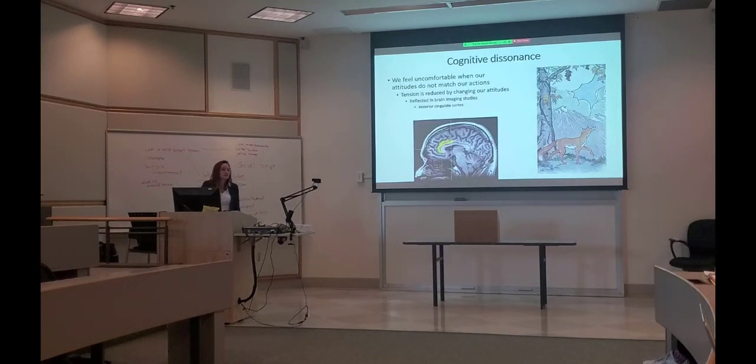If I were to require you to write a paper on how wonderful Vladimir Putin is, you might not feel very comfortable doing that. But I'm making you do it. And that tension is called cognitive dissonance. One way to reduce that tension is to say, well, I was required to do this externally. But another way is by changing attitudes. You might think, yeah, this guy's not so bad. Had some sound policies. And that tension is something that we can pick up in the brain, in the anterior cingulate cortex.